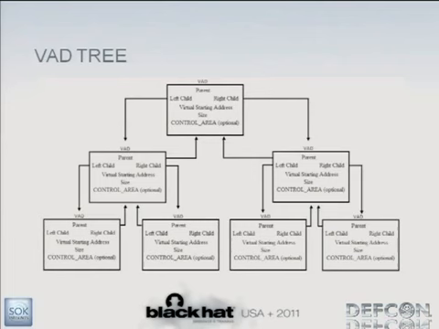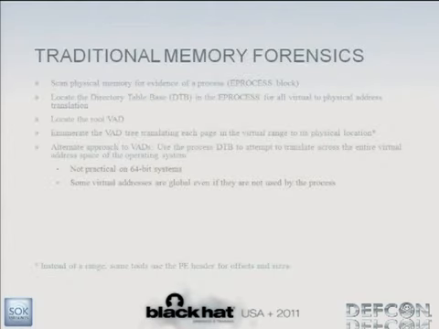Here's a representation of a typical VAD tree. You can see it starts with the VAD root, and each one of those VADs contains information about the virtual addresses of the process. Traditionally, you would scan physical memory for an EPROCESS block, which lets you know there's a process at that location. From there, you get the directory table base, or DTB, in the EPROCESS, and this will help you translate from virtual to physical addresses. From there, you locate the root of the VAD tree and step through the tree, translating the virtual addresses to physical, usually starting with the starting address, taking the size, and grabbing all the data in between.